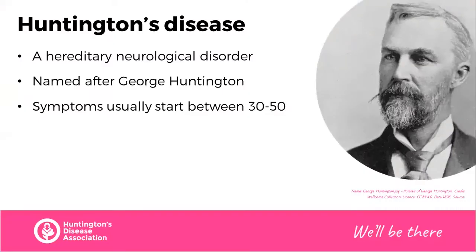So it's a hereditary neurological disorder. So hereditary means it's been passed down within families, and neurological means that it affects the brain. So that puts it into the same group as other conditions such as multiple sclerosis and Parkinson's disease. And the disease is named after George Huntington. So he described it among residents of East Hampton, Long Island, New York in 1872.